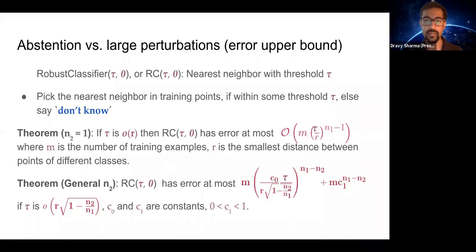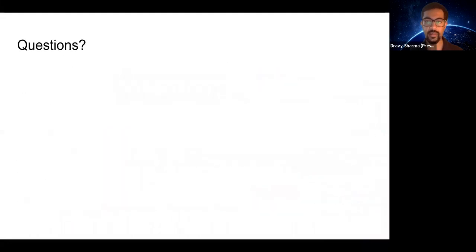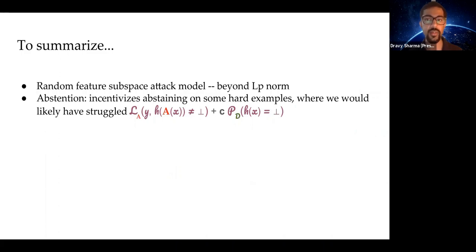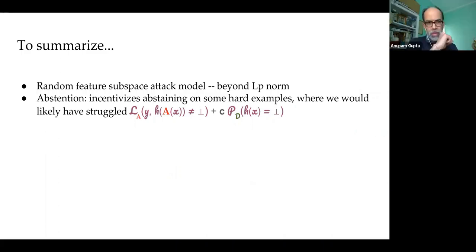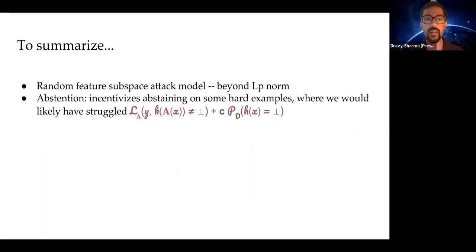Right. So yeah, I'll summarize it all again. We have a random feature subspace attack model, which is beyond LP norm. And abstention recall incentivizes abstaining on some hard examples. How does it incentivize that? By basically reducing the cost for those examples. So the hard example is where we abstain. The cost for those examples becomes smaller. It becomes C, which is the cost of abstention, right? Instead of maybe putting something like half when we are struggling, we're just randomly guessing.